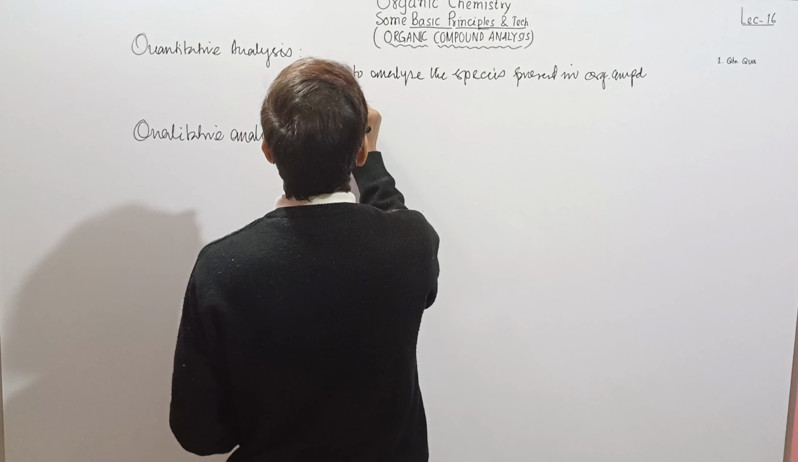The Lassaigne test, or Lassaigne's method, is used to detect the presence of elements or ions in a compound. First of all, the organic compound is made ionic when it is fused with sodium metal in a fusion tube and heated until red hot.